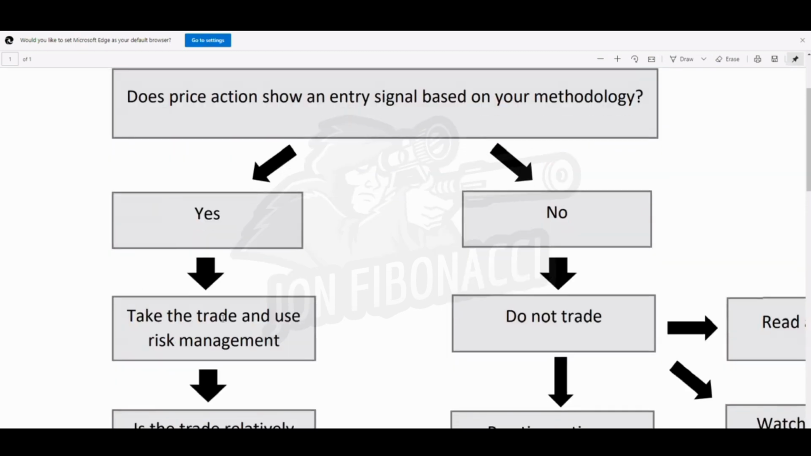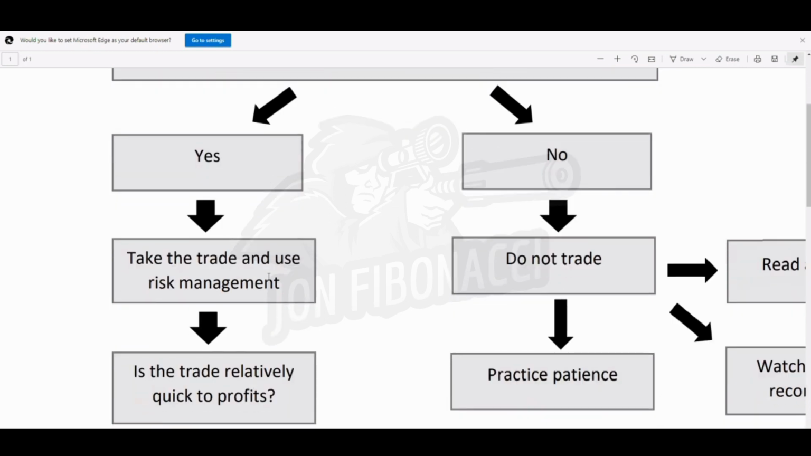Take the trade and use risk management, right? And that kind of comes from Mark Douglas as well, right? If you've seen his YouTube series or if you've read his books, if you're getting an entry signal, stop thinking and just take the trade. And sometimes it is that simple. But I had to add in and use risk management. Okay, always, always, always use risk management.